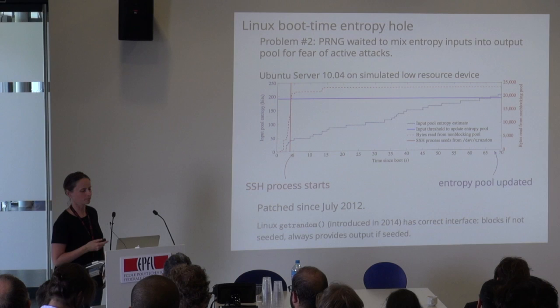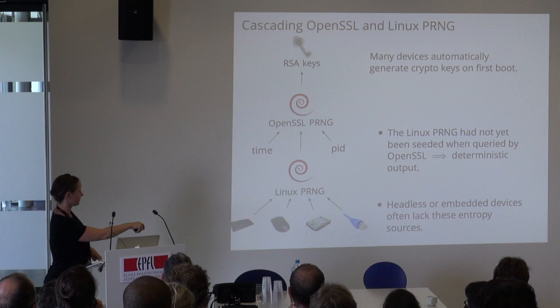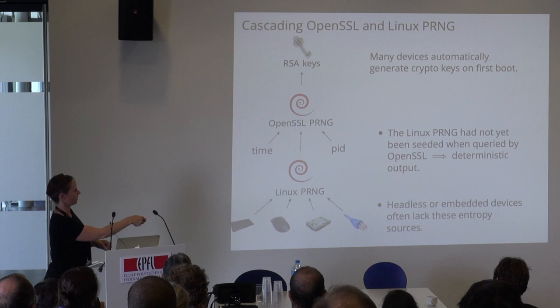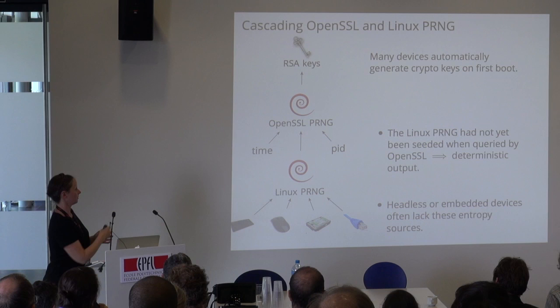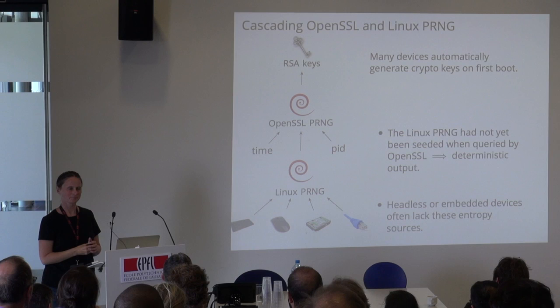Okay, so what is the effect that this actually has on cryptography? The picture of the cascade that we have here is that we have the operating system random number generator that takes a bunch of inputs, but on low resource devices, these inputs might be missing, and so this might be deterministic when it's queried by an application like OpenSSL, which then takes a bunch of inputs that may also be roughly deterministic on the same types of devices. And this pseudorandom number generator is then used to generate cryptographic keys.